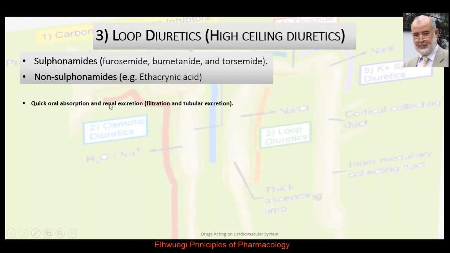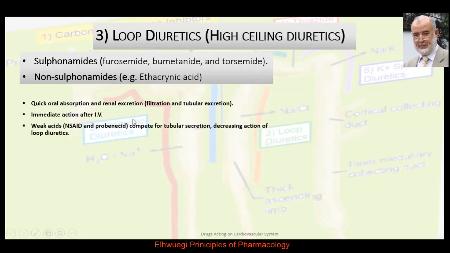So loop diuretics, when they are taken, kinetically, they are absorbed very fast and they are excreted fast as well through renal excretion. Of course, if they are given intravenously, they will be immediately excreted through the kidney by glomerular filtration and tubular excretion. In tubular excretion, they use the acid excretion sites. Therefore, they will compete with weak acids on the excretion sites.